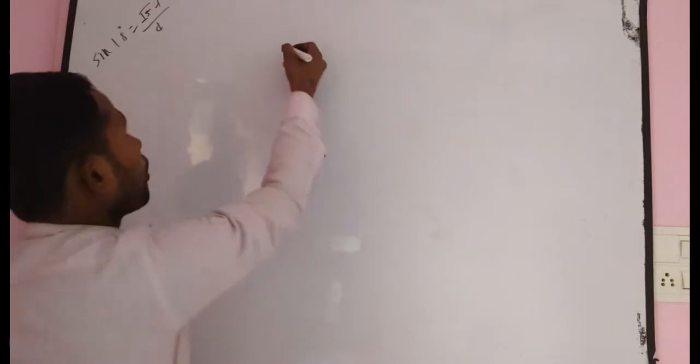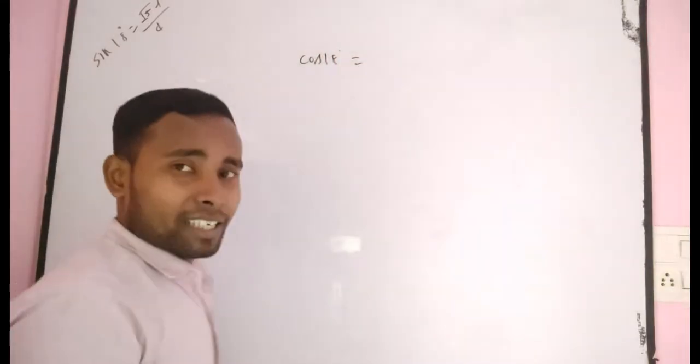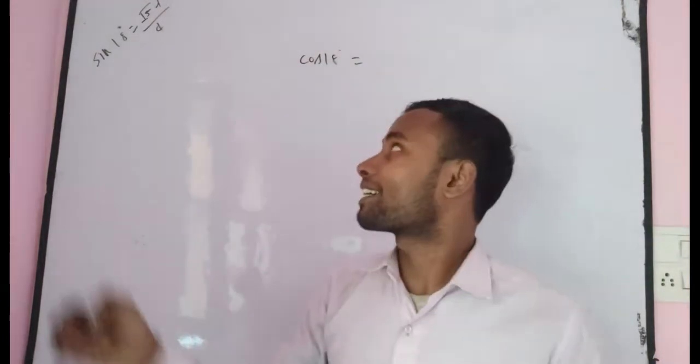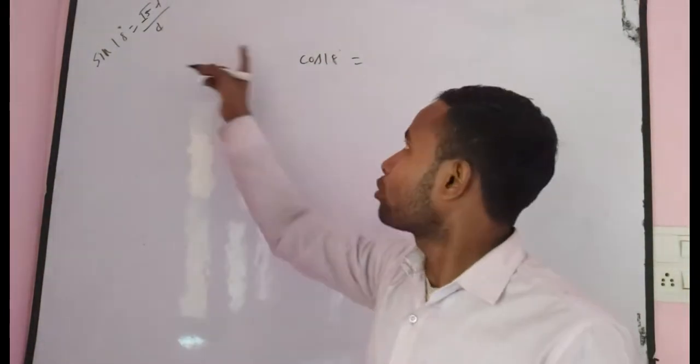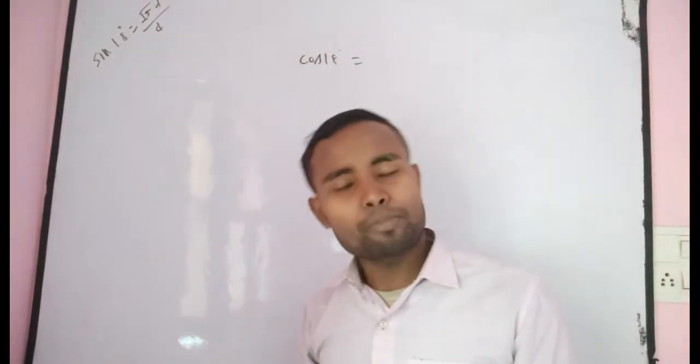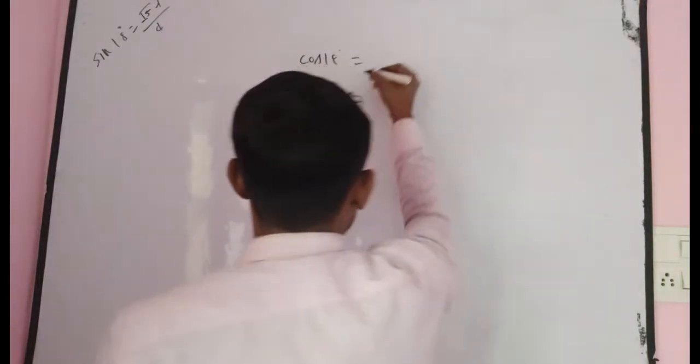Firstly, I want to find the value of cos 18 degree. How can you find the cos 18 degree? As you know, sin 18 degree is known: root 5 minus 1 by 4. And as you know that 18 degree lies in the first quadrant, so it is always positive.